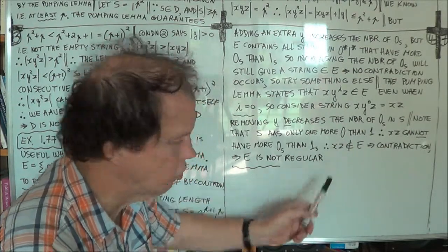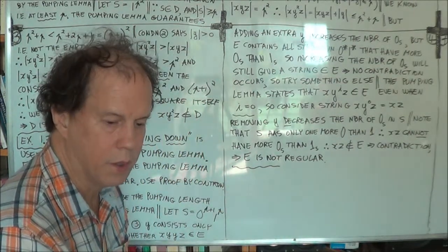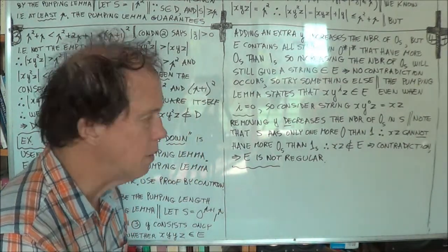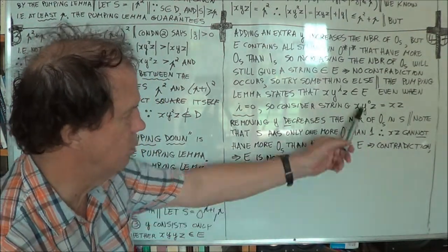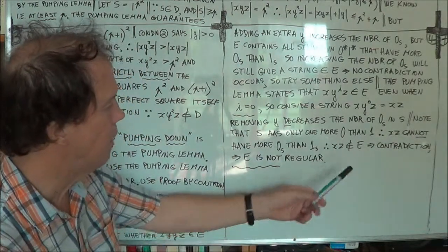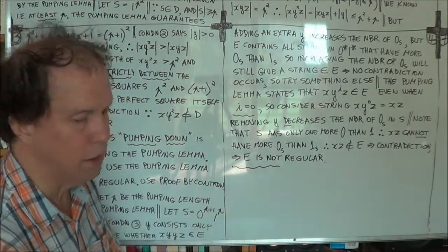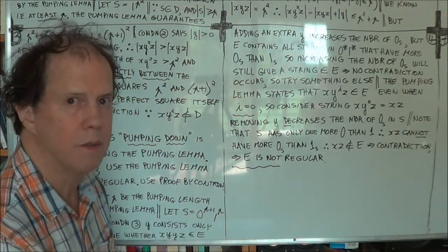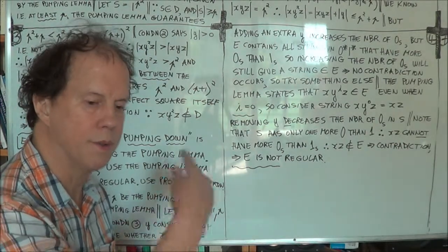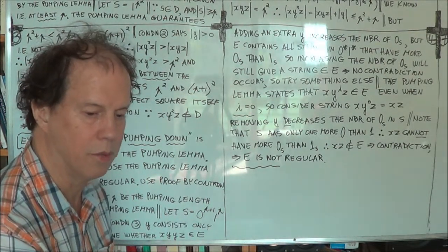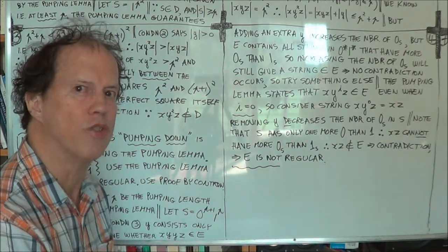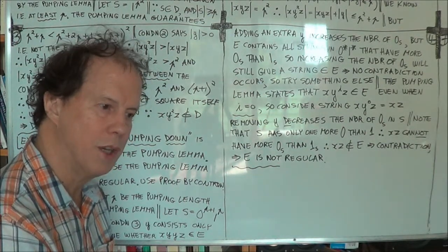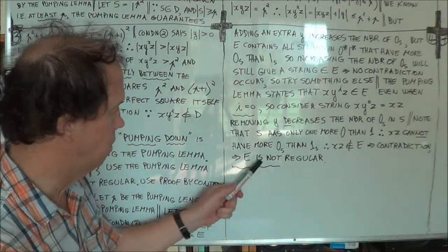This string here contradicts what the pumping lemma says. The pumping lemma says that this string should belong to E, but it doesn't. We just proved that it doesn't. And therefore the original assumption that E is regular is false by modus tollens. We deduce that the original assumption that the language E is regular is not true. Therefore the language E is not regular.